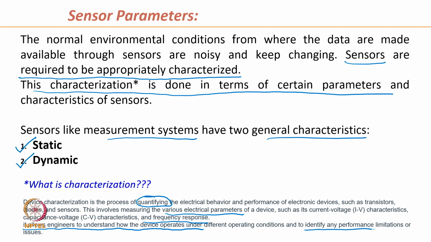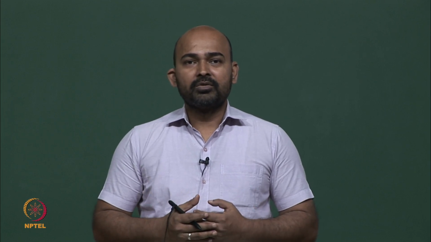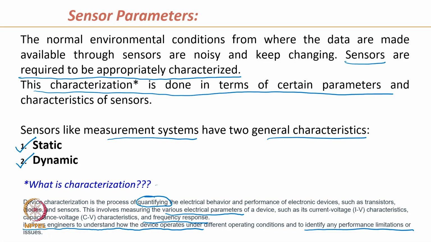This is also done to know any performance limitations or issues with the sensor upfront. So, if, let us say, a sensor has a limited range, that can be quantified using the characterization process. In the characterization process, what generally we do is apply a full range of input parameters and check the output of the sensor. This gives us the idea of how the sensor is going to perform in the real world. So, this is called characterization.